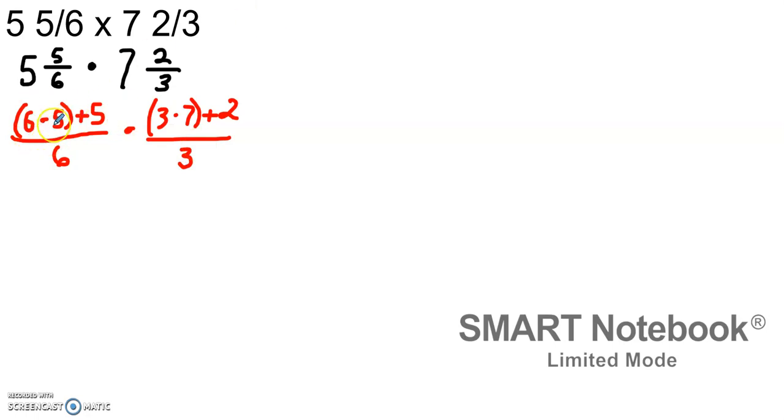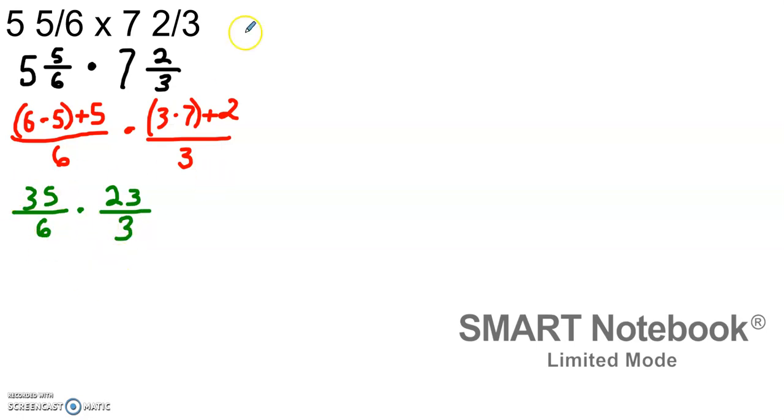Now that I have that, I can now multiply and add where I need to. So 6 times 5 is 30, and then 30 plus 5 is 35. So this equals 35 over 6. And here I have 3 times 7 is 21. 21 plus 2 is 23. So this is 23 over 3.